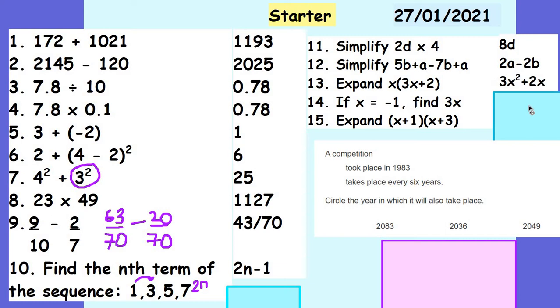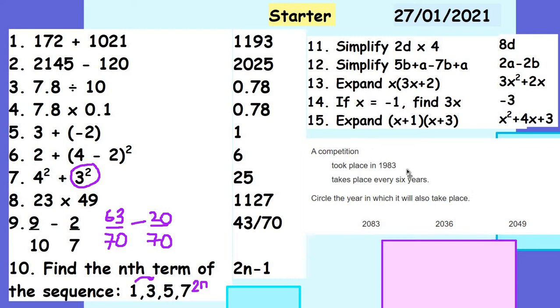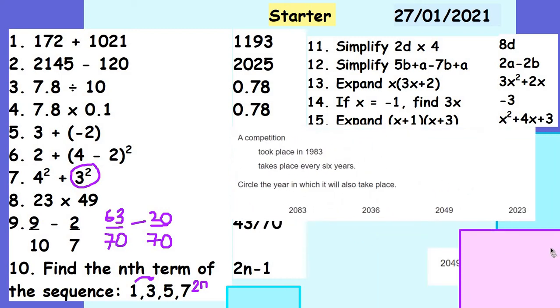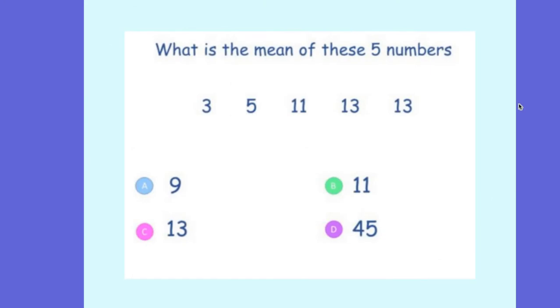Expanding that bracket gives me 3x squared plus 2x. If x is negative 1, 3 lots of x is negative 3. And expanding that bracket will give you x squared plus 4x plus 3. If you had a go at my extension question, the correct answer was 2049. Okay guys, diagnostic quiz, so A, B, C or D.